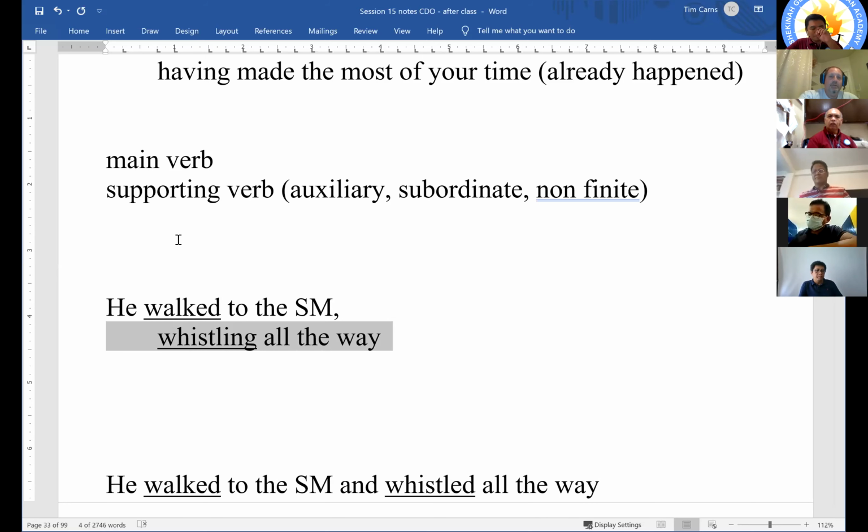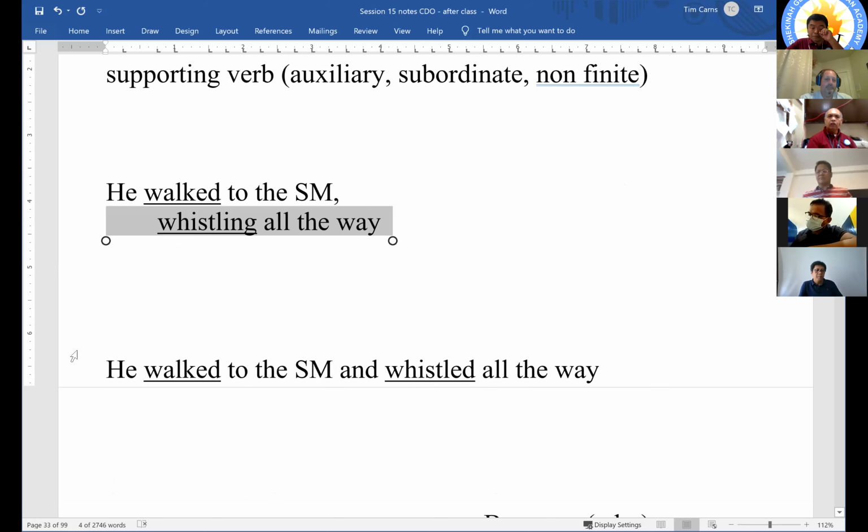Now, if I had worded it this way, he walked to the SM and whistled all the way, now I'm giving two main verbs. They're both of equal importance.